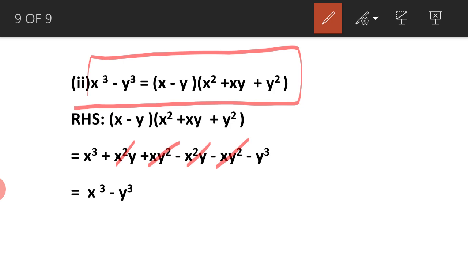Write down properly. Write the solutions properly in your classwork. Thank you, children.